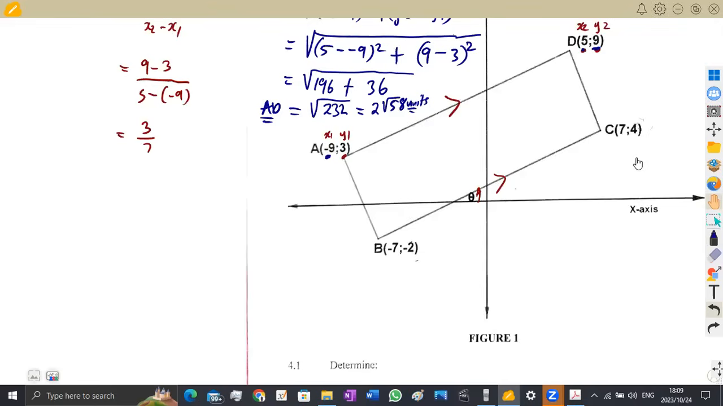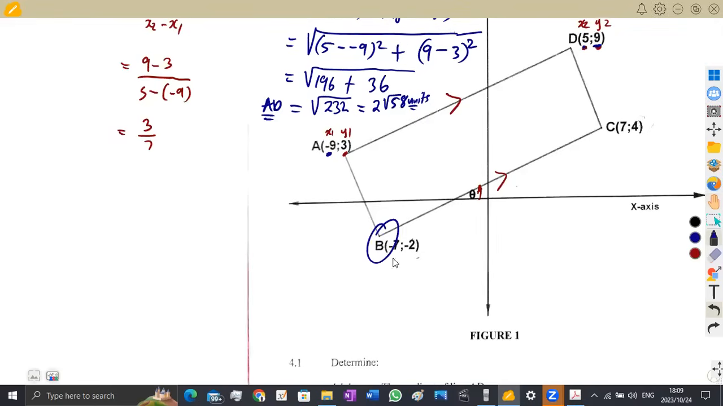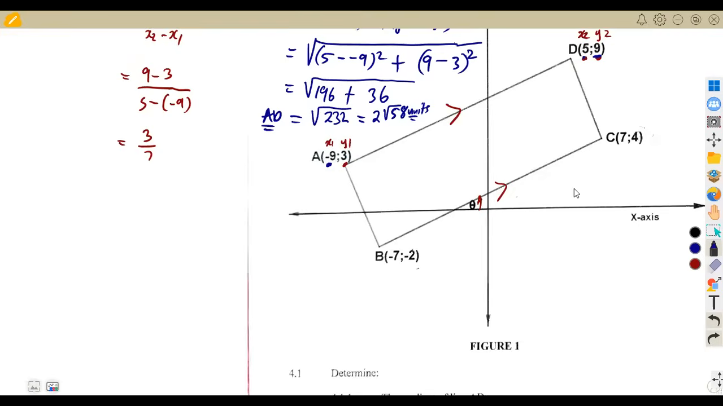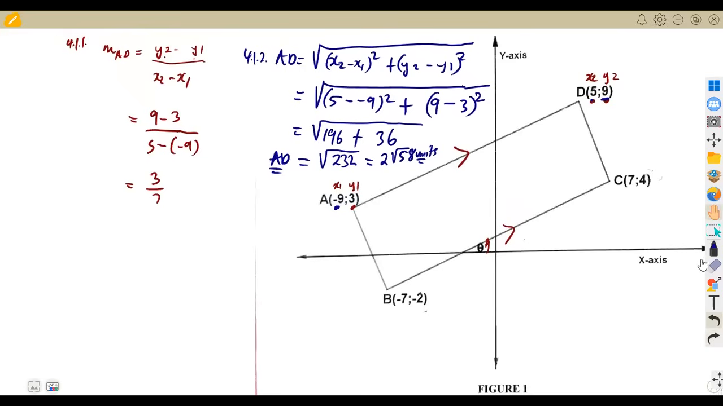We have got all the points. We've got the point at B and also the point at C. So you can consider finding the gradient of BC. But in this case, are we going to consider that? No, because we are told that these two lines, AD and BC, are parallel. So I'm just going to take it from AD, because these two lines are parallel.